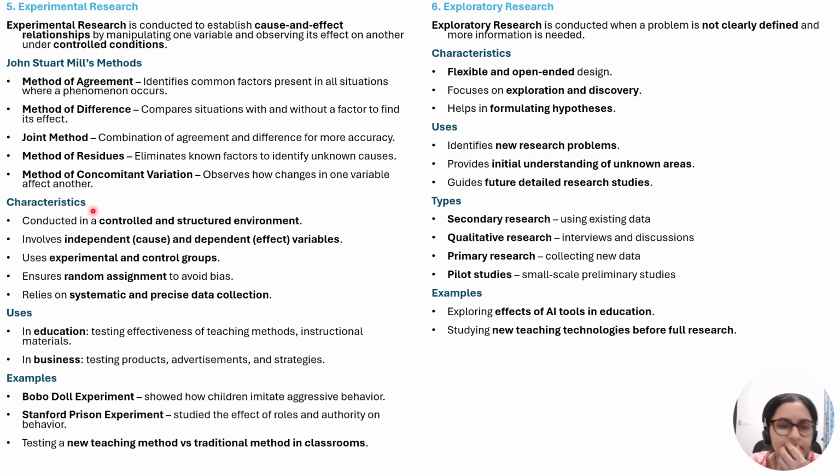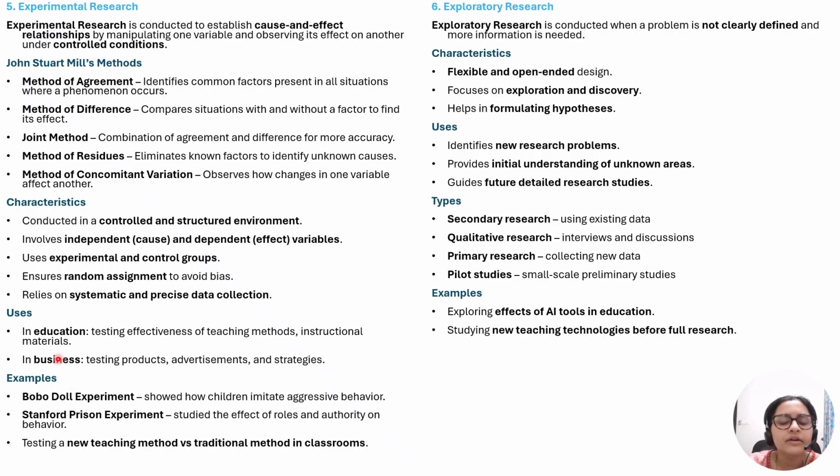What are the characteristics of experimental research? They are conducted under controlled and structured environment. It involves independent and dependent variables. Uses experimental and control groups. Ensures random assignment, okay, to avoid bias. Relies on systematic and precise data collection.